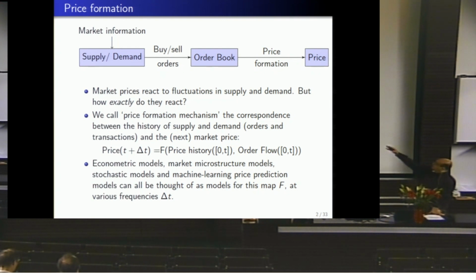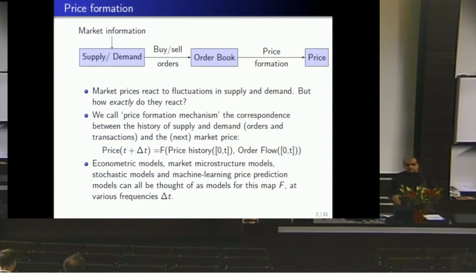So the idea is that if you observe the price history, the past price behavior, and you observe all the buy and sell orders that come in maybe now, but also in the past, maybe the past is relevant, then given all this information, can you say how the price will react? If you understand that, then you have a model for price formation, and you can think of it as a map F from price history or the flow to the next price. And all the econometric models, all the microstructure models, stochastic models, machine learning models, any kind of a model which tries to predict or determine price from supply and demand can be thought of as one example of such a model.